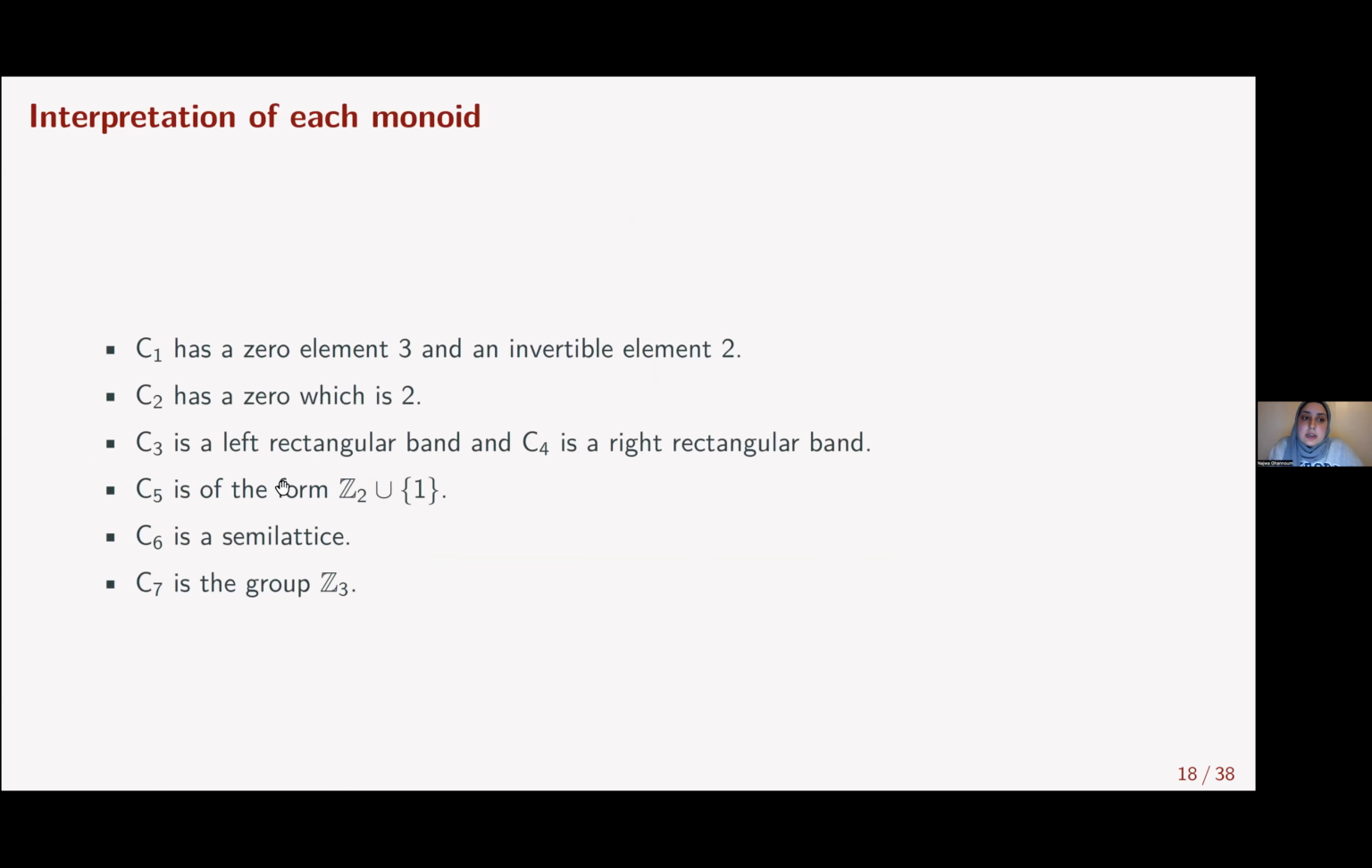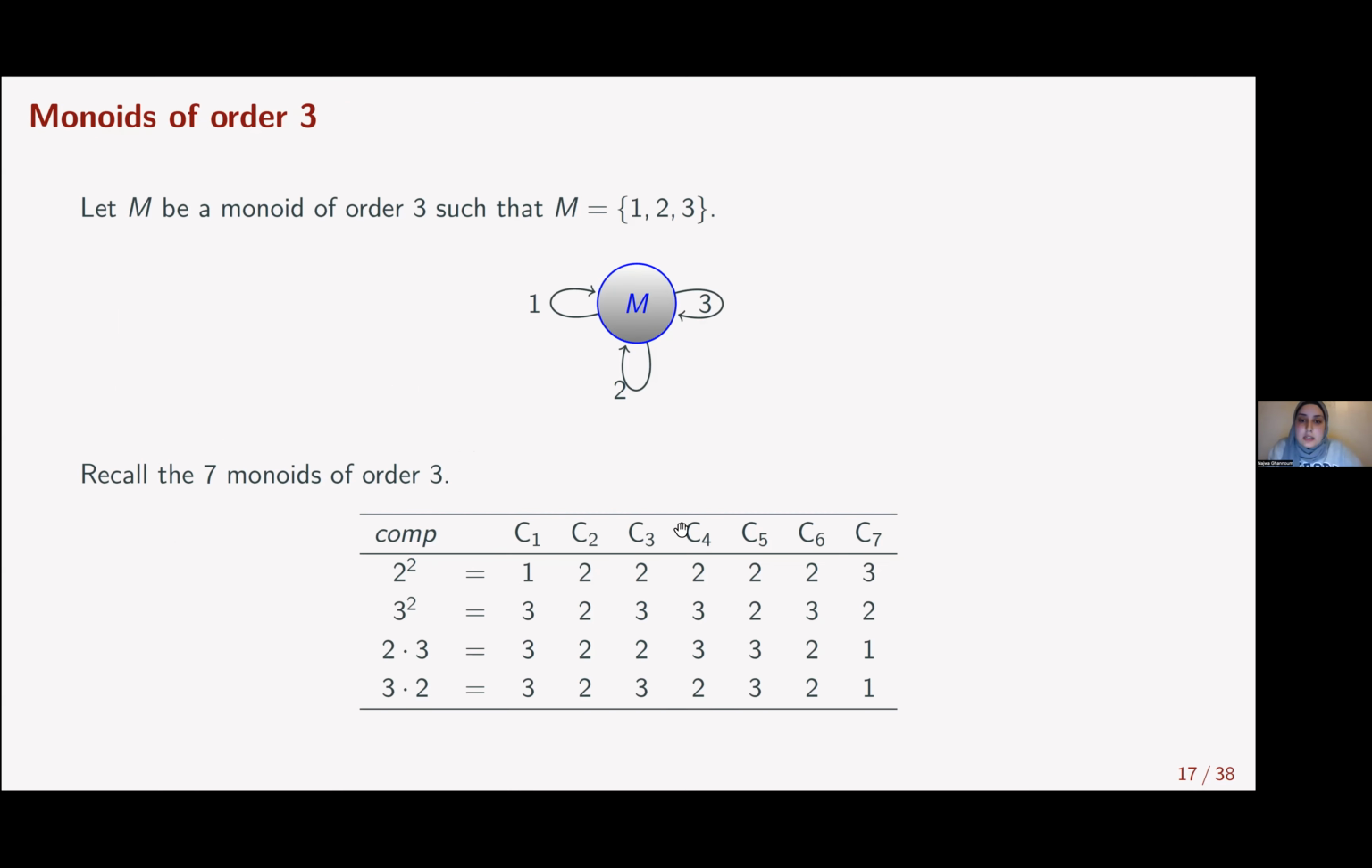And C3 is a left rectangular band and C4 is a right rectangular band. What does it mean? It means that it is a band first, so it's idempotent: 2 squared and 3 squared are equal to 2 and 3. And this is a left rectangular band because the multiplication is the left multiplication. So 2 times 3 is 2, 3 times 2 is 3. So it's taking the element on the left. And C4 is the opposite, it's taking the element on the right.